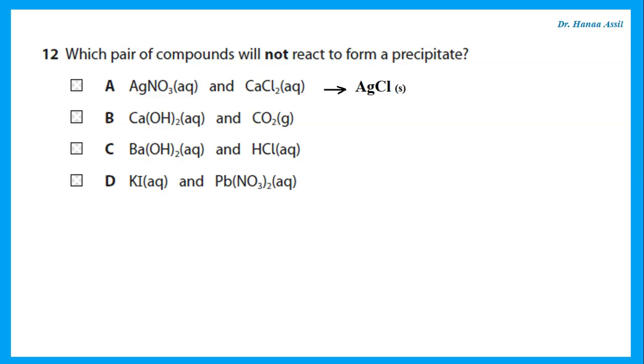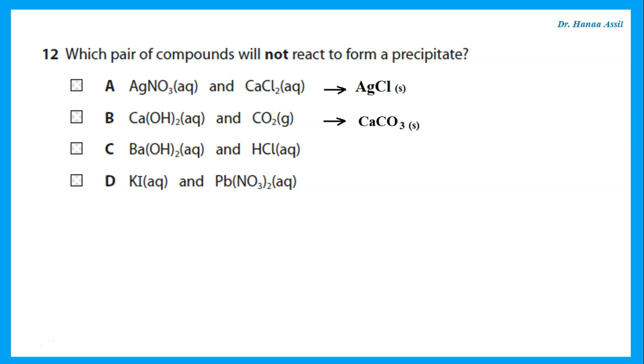Calcium hydroxide and carbon dioxide. Remember we said calcium hydroxide is actually lime water. If I pass carbon dioxide gas through it, the lime water becomes milky due to the formation of calcium carbonate. So again, that will give a precipitate.